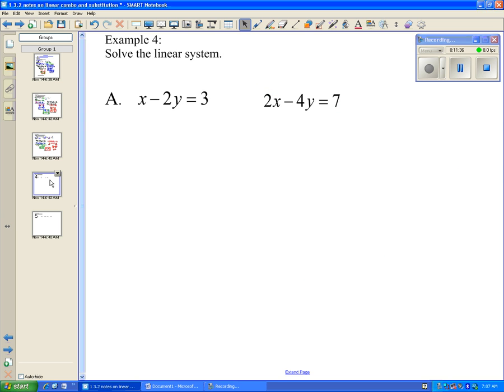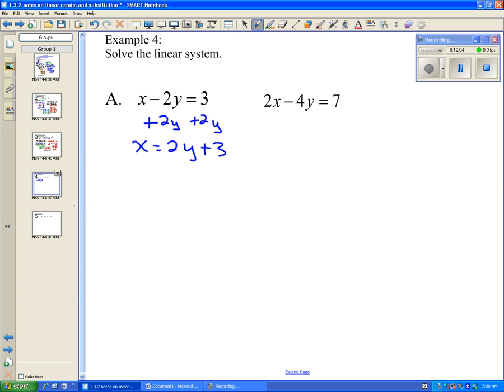So let's go back, and example 4 says solve the linear system. I'm not saying solve it one way or the other. You can choose which one you prefer. I'm going to solve it both ways. The first way, I've got an x by itself, so I'm going to add 2y to both sides. So I end up with x is equal to 2y plus 3.